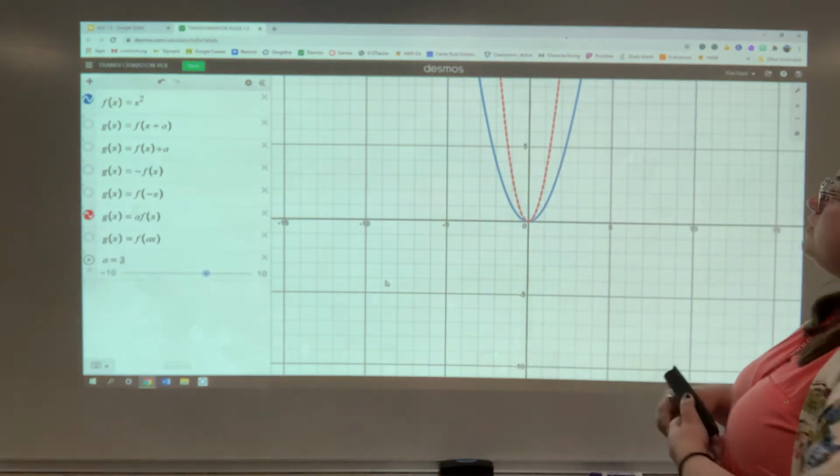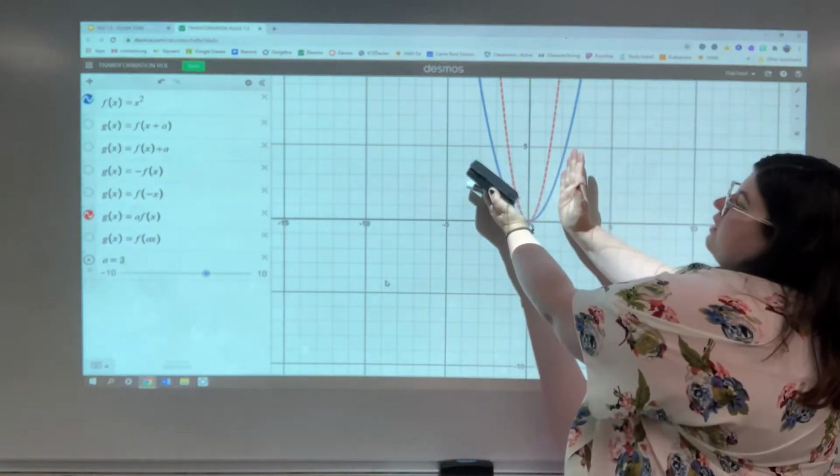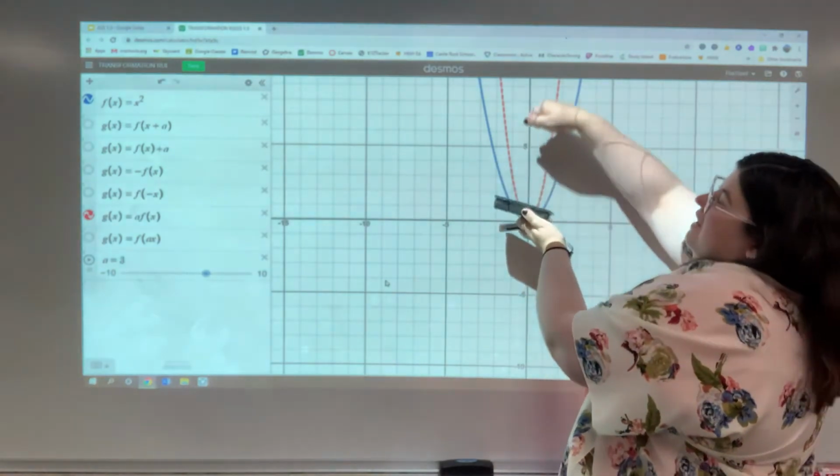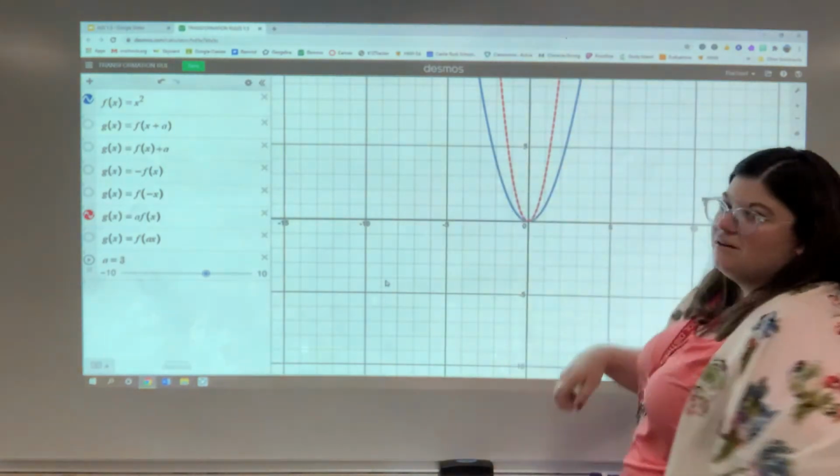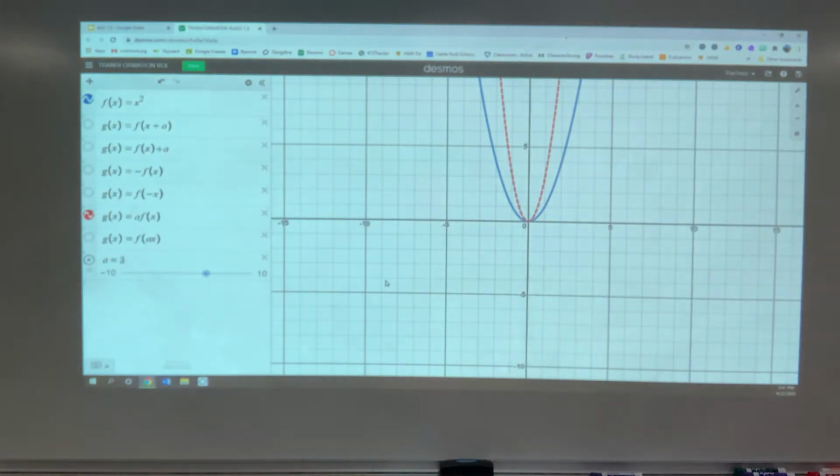Again, my original was blue, all right? And with the vertical stretch, everything just kind of got stretched out, so it got a little bit skinnier, all right? That's what a vertical stretch would look like. What would a vertical compression look like?